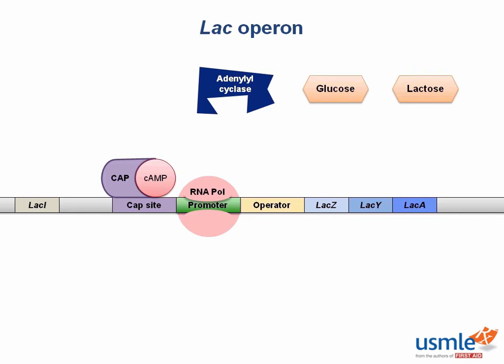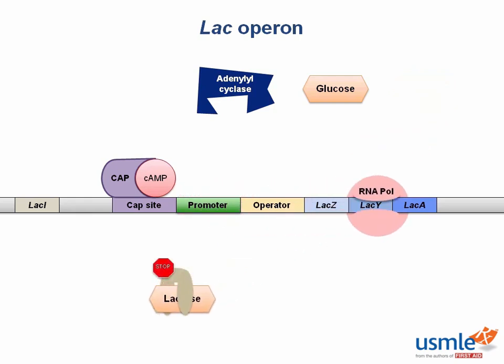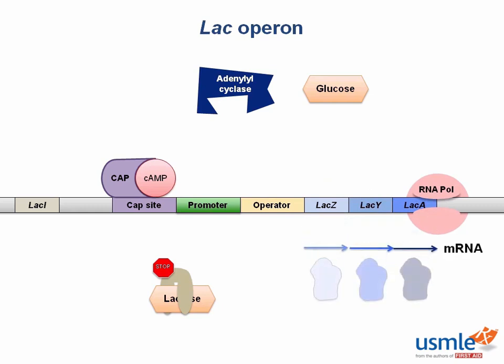But wait, we only want to transcribe these genes if we have lactose, right? So how do we make sure we don't transcribe them if there's no lactose? Well, we have this inhibitor protein, which is encoded elsewhere in the genome by the gene LAC-I, where the I stands for inhibitor. This protein binds to a region called the operator and prevents RNA polymerase from transcribing the LAC genes. However, if lactose is available, it binds to and inhibits this inhibitor, allowing transcription to proceed. So if we have lactose, we can make the proteins that correspond to these 3 genes, which are needed for lactose metabolism.